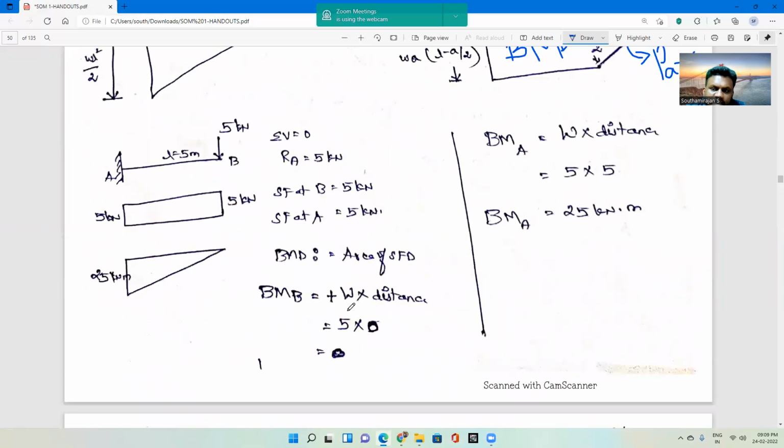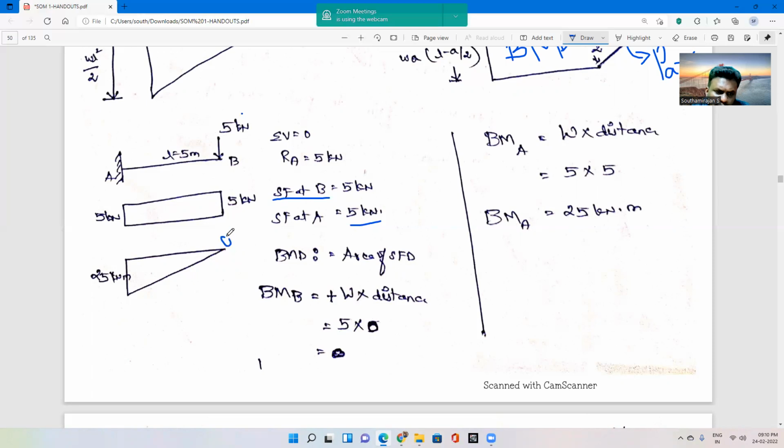So for easy understanding, we will go through one numerical sum, that is a cantilever beam of length 5 meter along with a point load of 5 kilonewton. So the load will be acting downward. Shear force at location B will be 5 kilonewton. Similarly, shear force at A location will be 5 kilonewton. Next, bending moment at free end. Bending moment at free end is nothing but force into distance. So force will be 5 kilonewton, distance will be 0. So bending moment at B point equals 0.